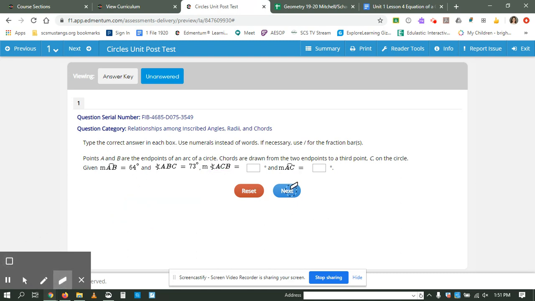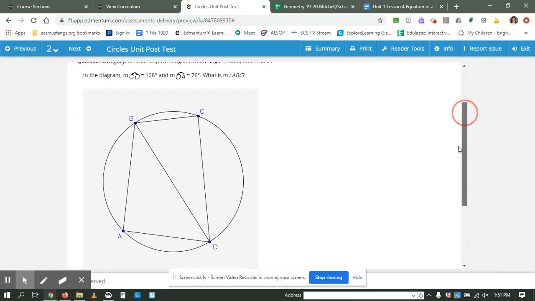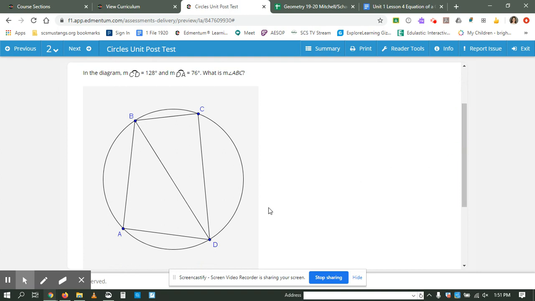If we look at the next slide, we are looking at this diagram, and it tells us that CD is 128 and DA is 76, and asks what is the measure of angle ABC? For this one, you've got to figure out the relationship between the angle you're looking for and these two arcs that you're looking at.